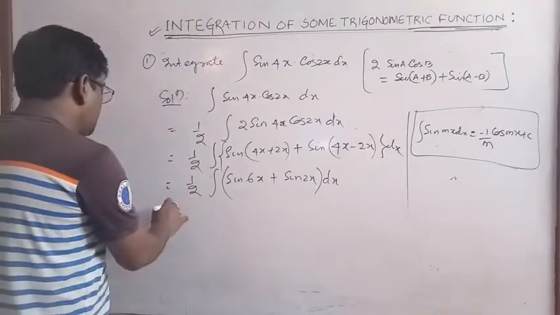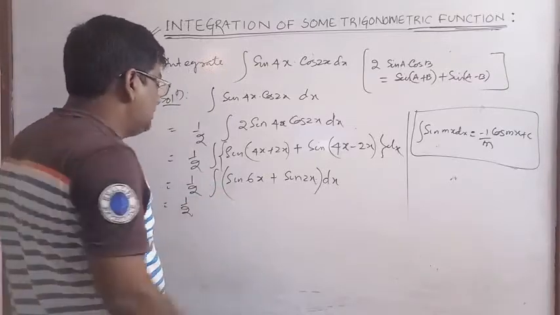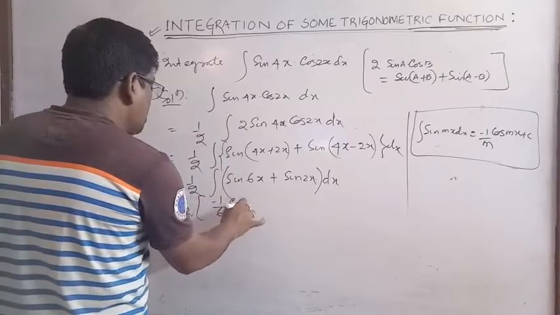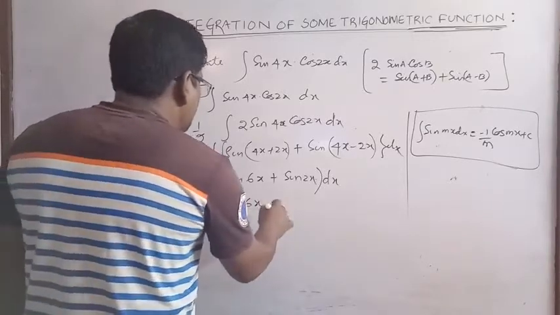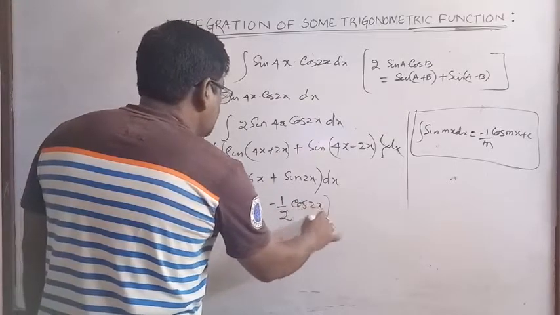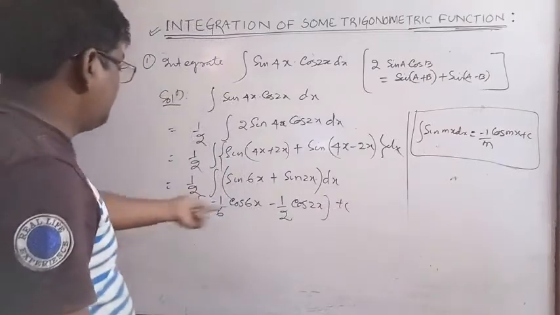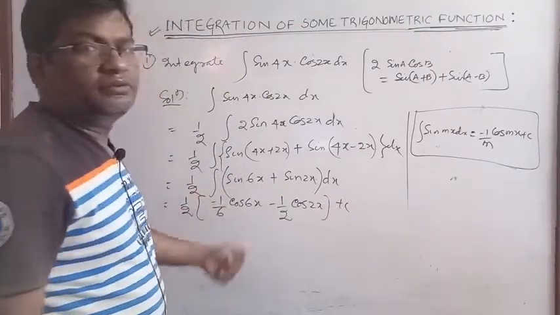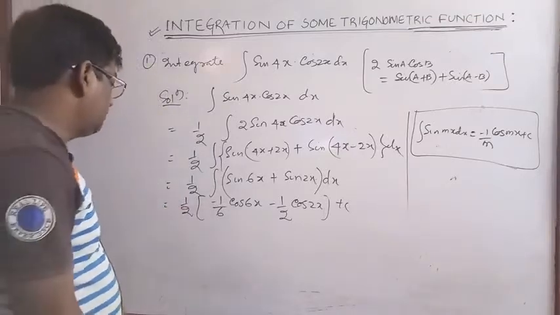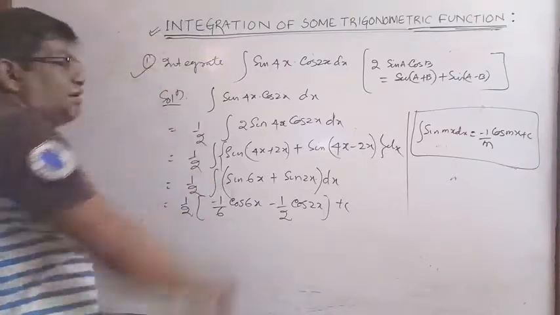So this is equal to 1 by 2. And what is integration of sin 6x? Here m is equal to 6, so minus 1 by 6 cos 6x, and this is equal to minus 1 by 2 cos 2x plus c. This is the answer, or you can multiply the constant 1 by 2 into the brackets. Okay, this is the answer. Now this is the first question.